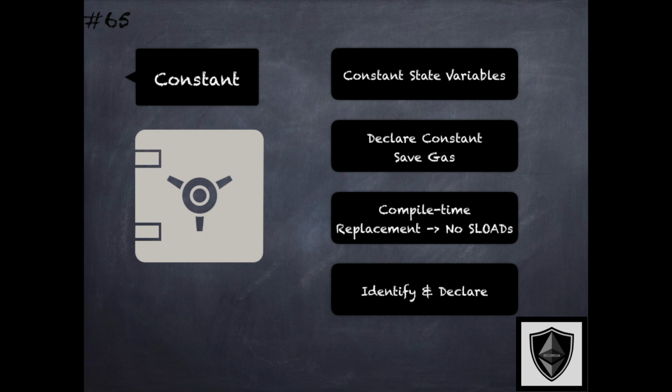constant. This saves gas, but it also has an additional side effect of improving security because such state variables can no longer be accidentally changed within the different functions of the contract.